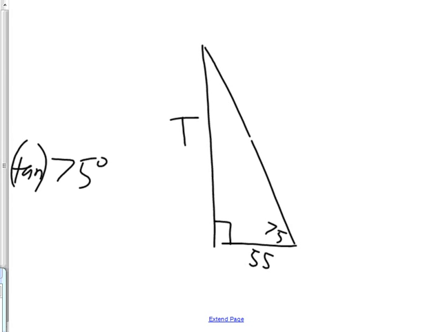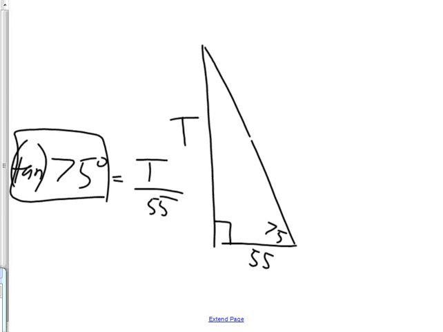Tangent. You're going to use a lot of tangent today. Tangent is opposite over adjacent, which is 55. And now I just have to use my calculator to get this and multiply both sides by 55.